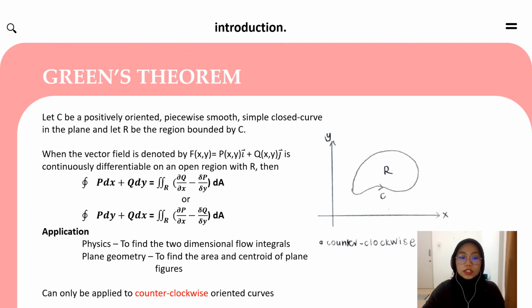The application of Green's theorem is in physics to find two-dimensional flow integrals, and in plane geometry to find the area and centroid of plane figures. Green's theorem can only be applied to counterclockwise oriented curves. If integrating a clockwise curve, the sign of the result will need to be flipped.